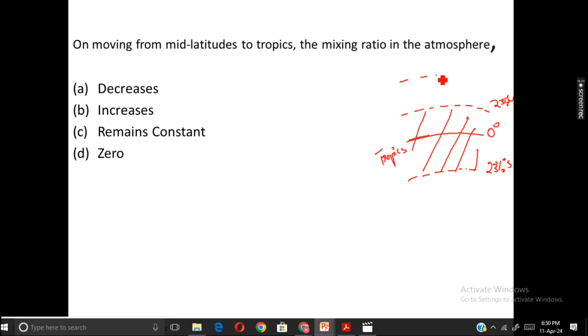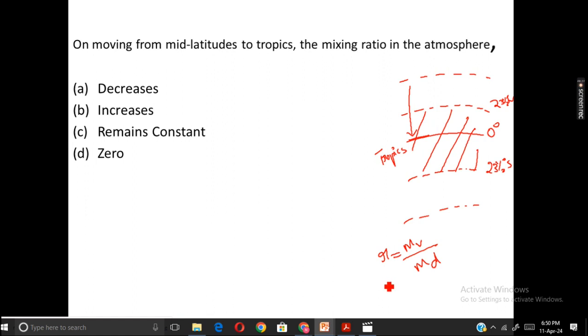Above this, we have the mid-latitude. So the tropics is basically near the equator. When we are moving from mid-latitude to the tropics, what happens to R? Mixing ratio is given by the mass of water vapor to the mass of dry air.